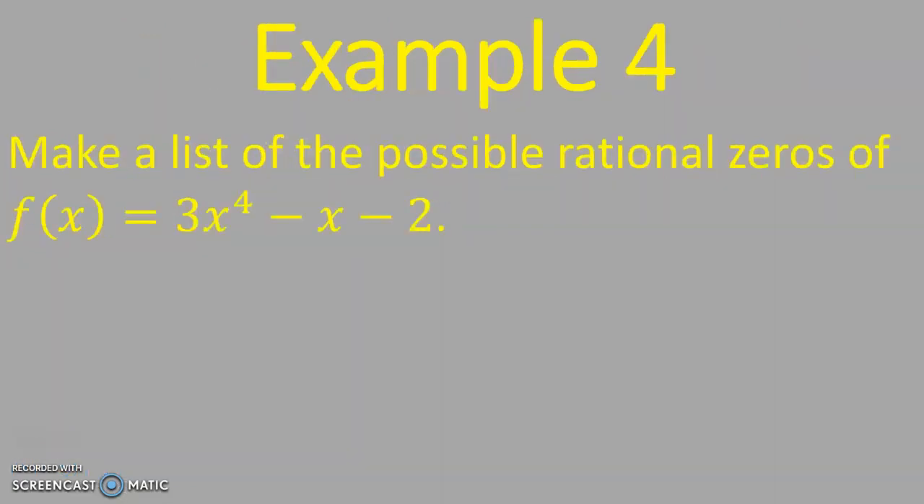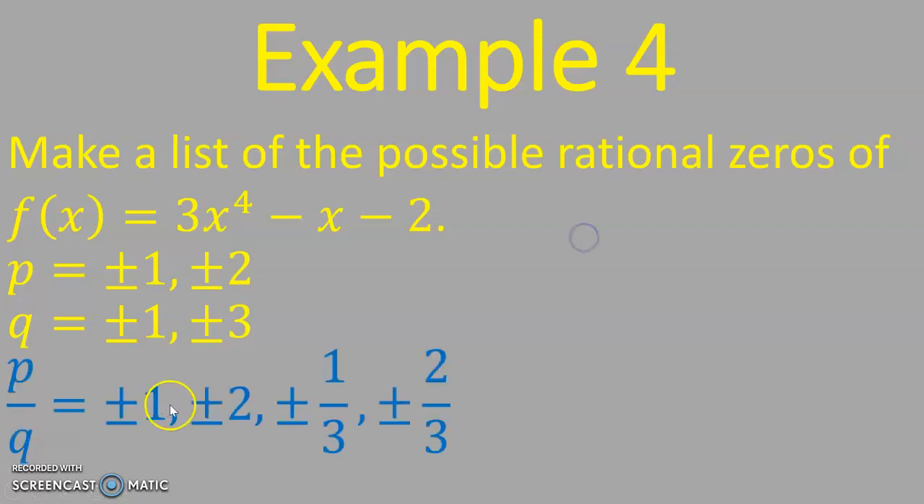Okay, so one more example. Here we're only going to make a list again, but we'll illustrate what happens when q is not 1. Usually it is, but what happens when it's not? So p, that's the factors of the constant, plus or minus 1, plus or minus 2. Q is the factors of the leading coefficient, plus or minus 1, plus or minus 3. And we divide every p by every q. So that's 1 over 1, which is just 1, 2 over 1, which is just 2, but then 1 over 3 and 2 over 3.